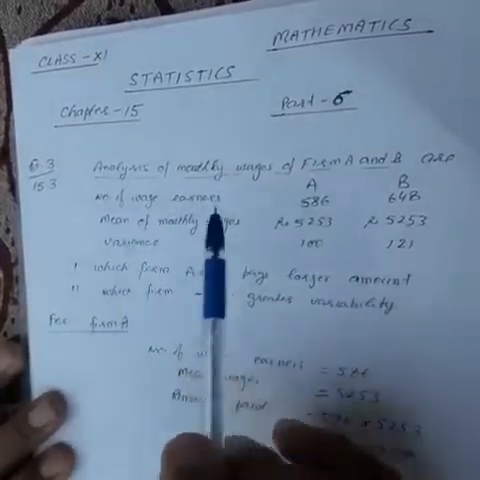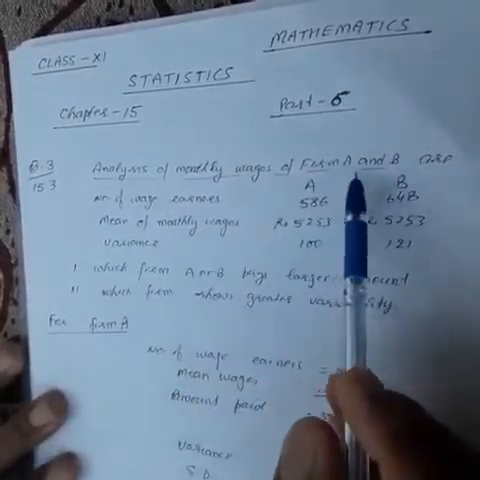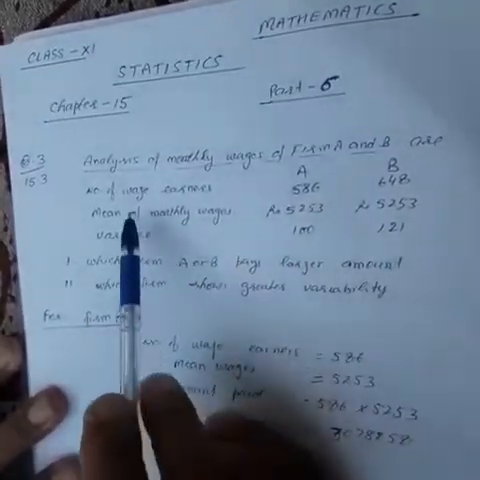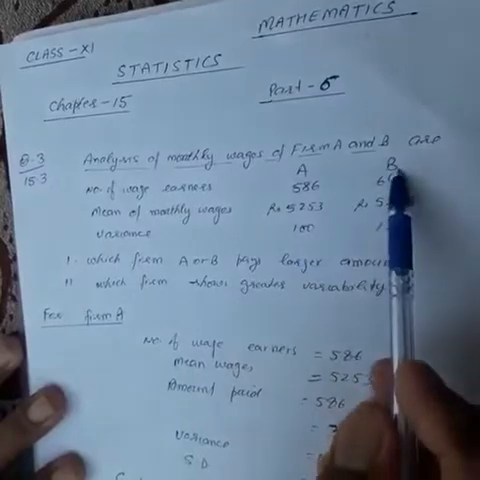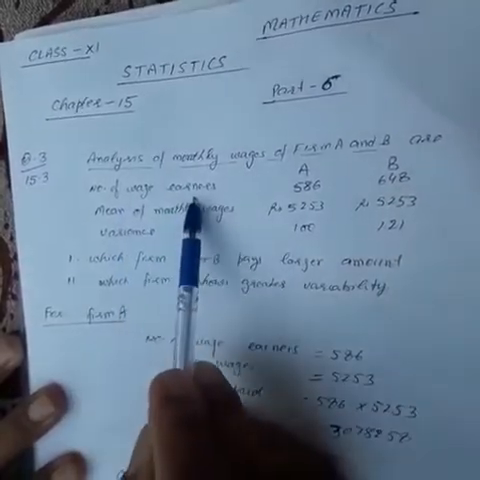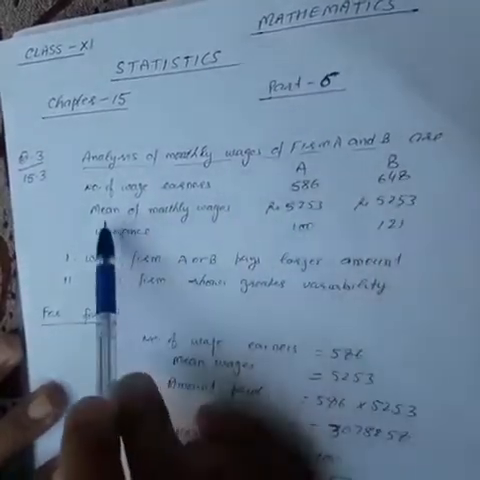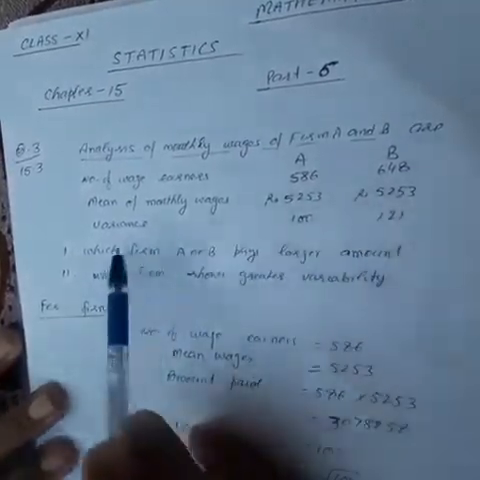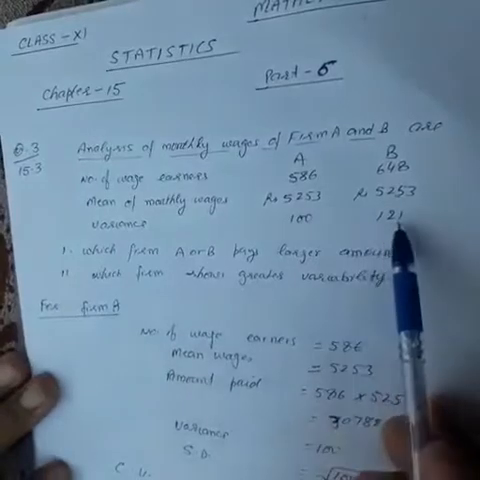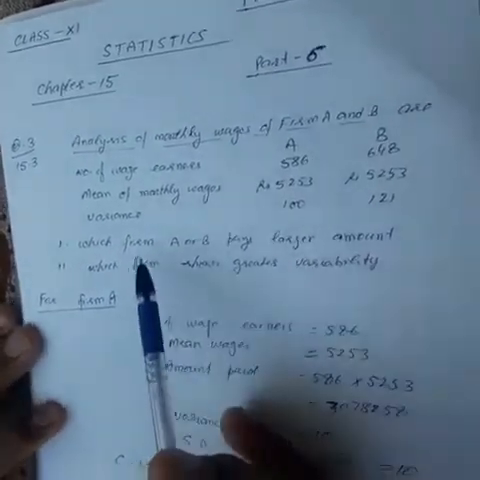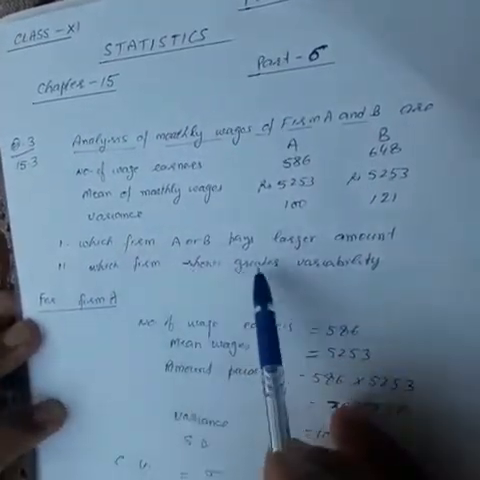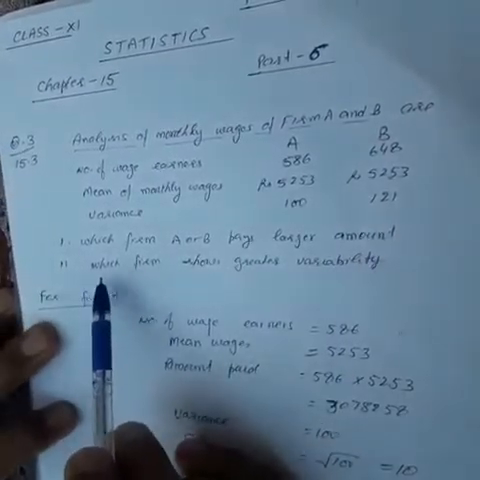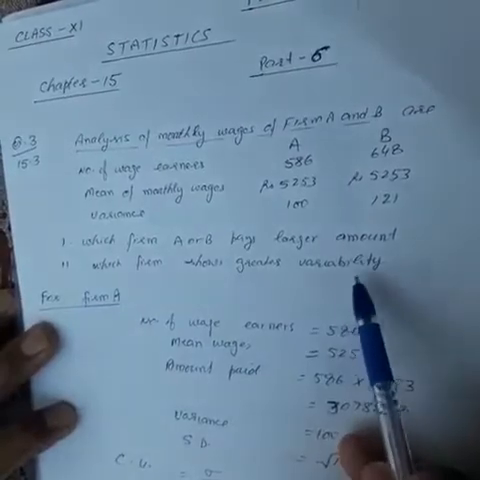Now, analysis of monthly wages for the two firms A and B that are given in the question. This is the statement. For firm A and firm B, the number of wage earners, the mean of monthly wages for A and B respectively, and the variance for A and variance for B are given. The question is which firm, A or B, pays a larger amount. The second part asks which firm shows greater variability.